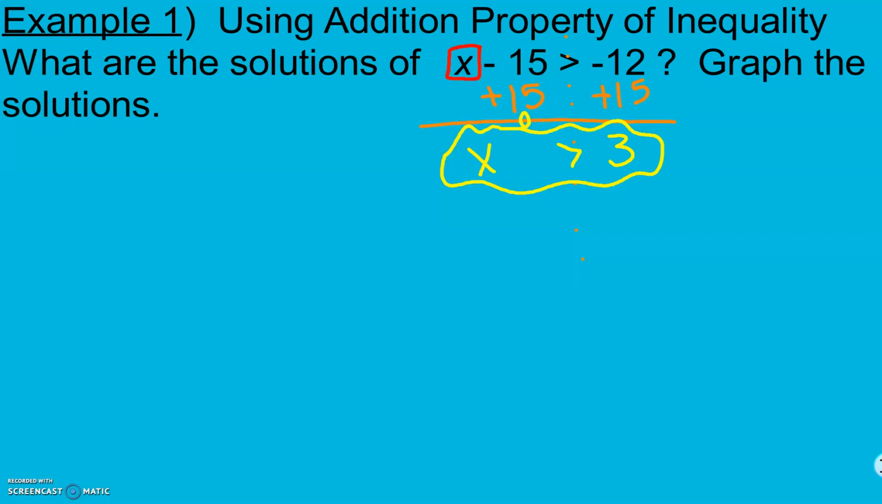To check that, we plug it back in. This is our boundary point. So we should get a true statement if we plug it in as equal. Negative 12 equals negative 12. So we have the right boundary point. Remember, our boundary point splits our graph into everything that is a solution and everything that is not.